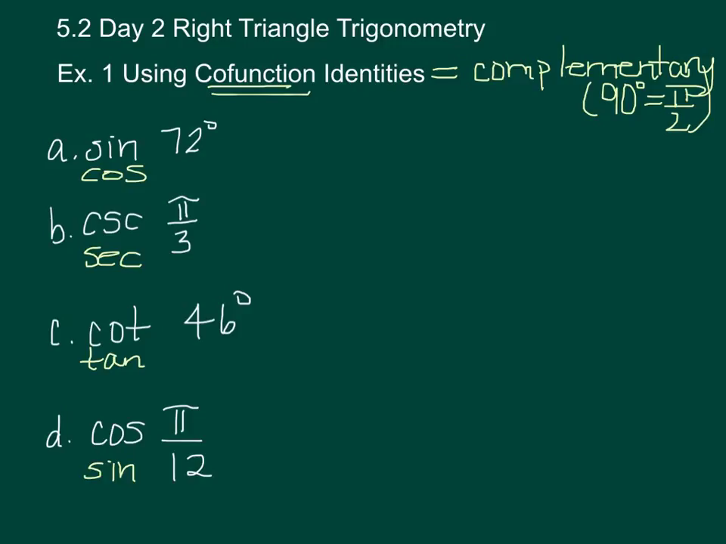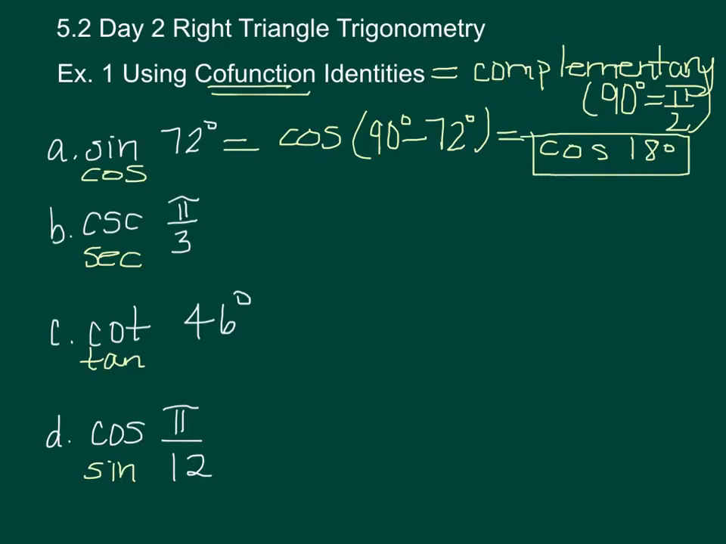So let's look at example A. We're looking for the complementary angle to sine 72. Well, we've already identified it as cosine, so all you have to do is 90 minus 72, because it has to add up to 90 degrees. And that would give you cosine 18 degrees. So that's the complementary angle to sine. Cosecant is secant. And if it's in radians, you have to use pi over 2.